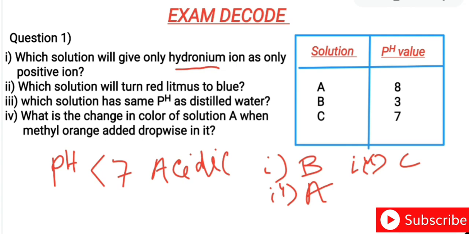So the answer is C. What is the change in color of solution A when methyl orange is added dropwise to it? Solution A is basic in nature. When we add methyl orange to a basic solution, it turns yellow in color. Children, you will expect this type of question in your exam.